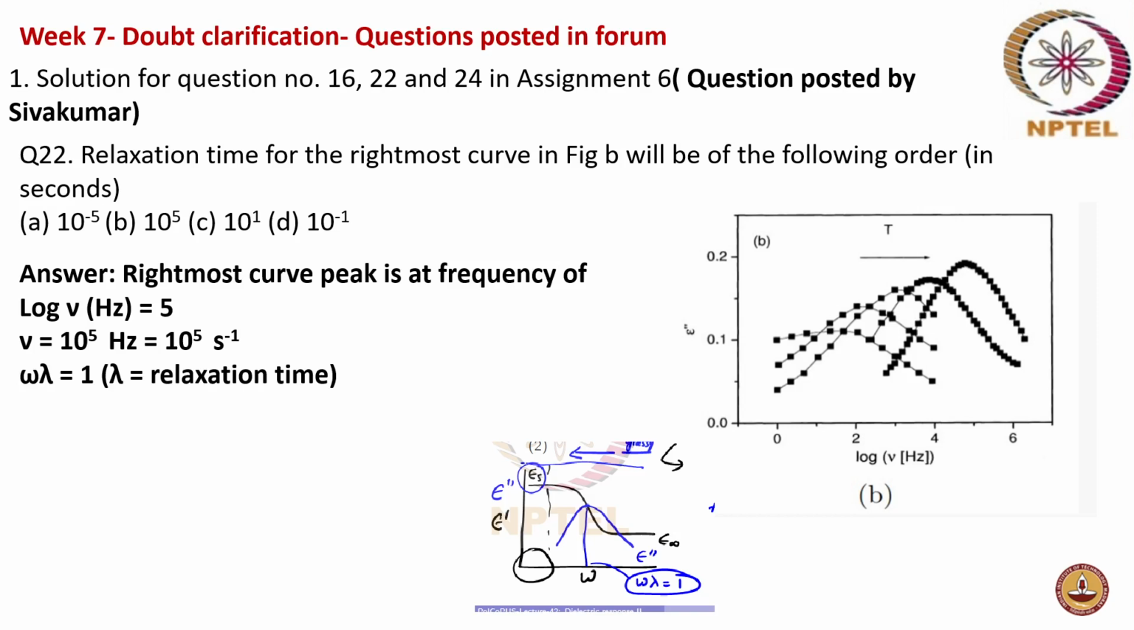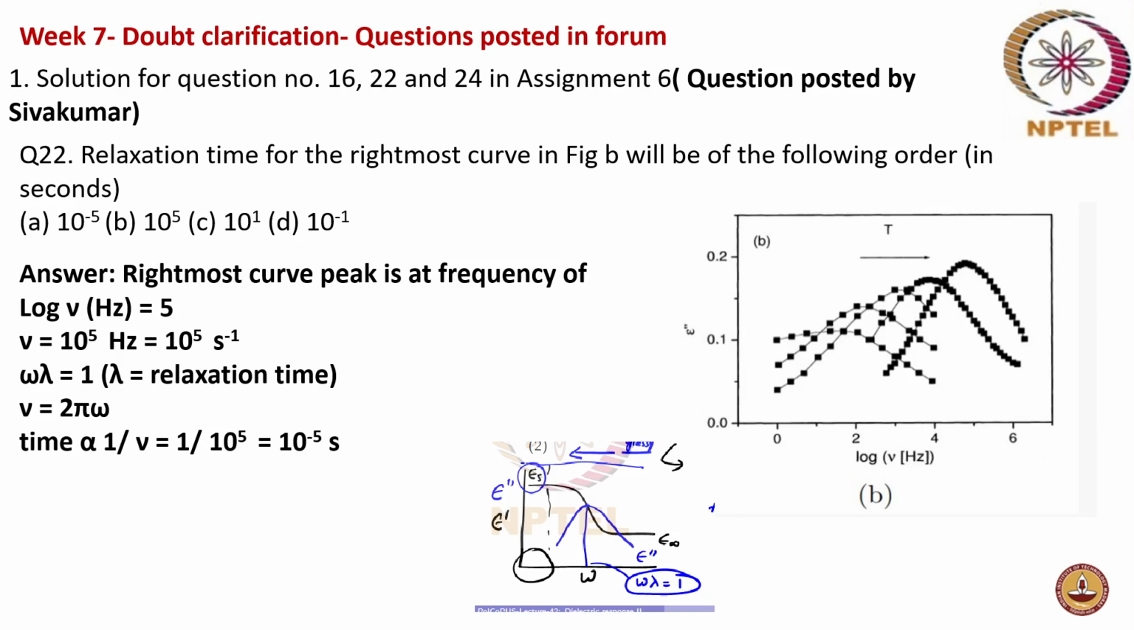So omega lambda is equal to 1. Lambda is your relaxation time, and your frequency is nothing but omega over 2 pi, right? How is your frequency related to your angular frequency? So your time is inversely proportional to your angular frequency, and obviously it is inversely proportional to your frequency.